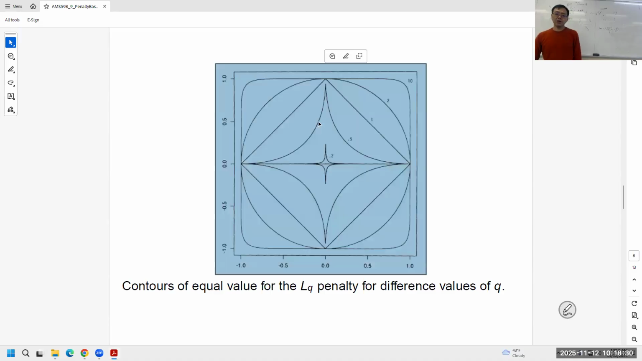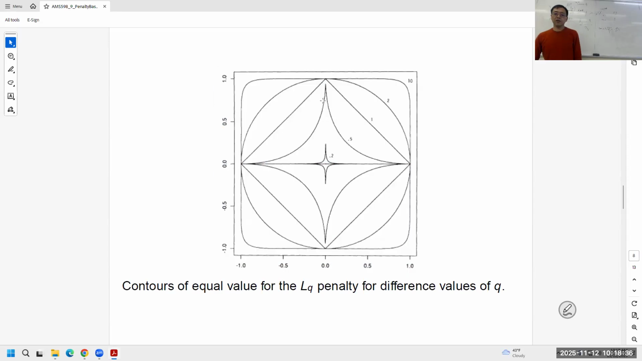Because for a convex set, if you take two points and draw a line, it's still in the set. If q is less than 1, it's not convex anymore, which makes the vertices stand out more. If you make q even larger, say q equal to 10, it becomes more like a square. So it depends on what you're going to do.